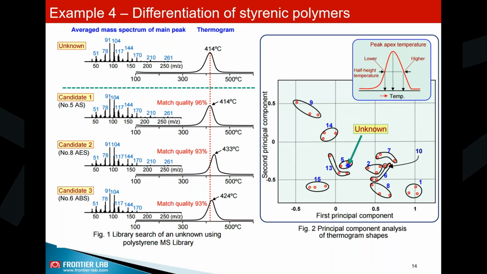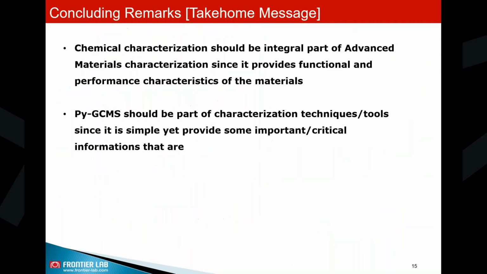So in a nutshell, we should say that TGA and EGA both provide the temperature profiling of the material. Particularly, we can determine the peak top temperature. However, the evolved gas analysis can provide additional information based on the chemical changes that have occurred during this thermal treatment. Okay, so the take-home message: chemical characterization should be an integral part of advanced material characterization because it provides functional and performance characteristics of the material.